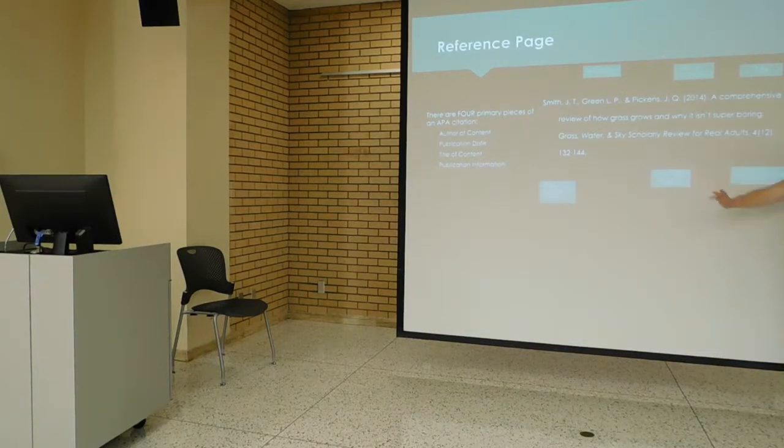And then finally, we have our page numbers of the article. So sometimes students think you just put the page numbers that you used, but you're really going to use the page number of the whole article, because hopefully you did in fact read the entire article before you used it as a source for your paper. So you're going to put, for example, a comprehensive review of how grass grows and why it isn't super boring was on pages 132 through 144 in this journal. And so that's why we have that there.